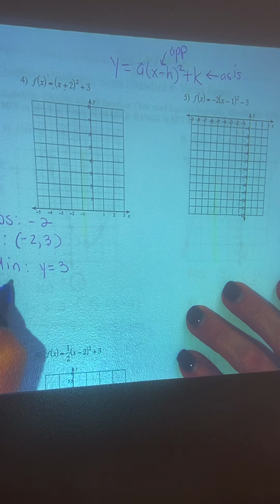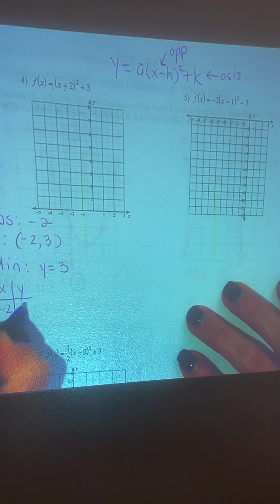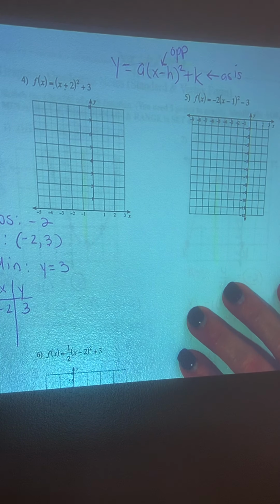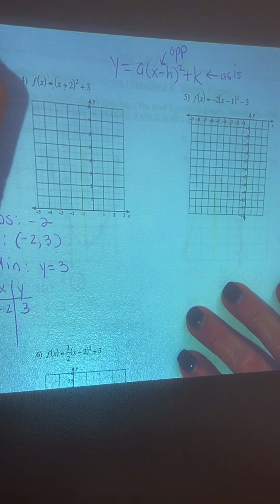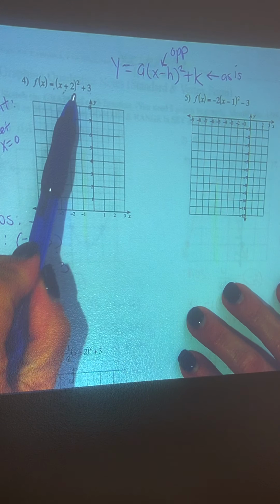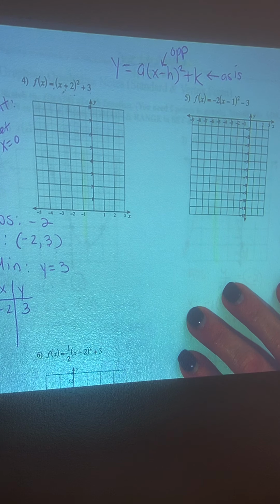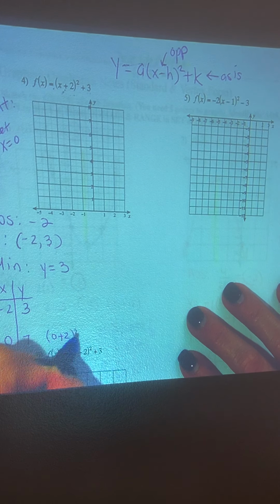All right, let's make our xy table. Okay, my vertex, -2, 3. Y-intercept. Now remember, the y-intercept is not 3. We have to plug in for the y-intercept: let x be 0. To find the y-intercept, let x equal 0 and solve. 0 plus 2 is 2. 2 squared is 4. 4 plus 3 is 7. Okay, again, 0 plus 2 squared plus 3. 2 squared is 4 plus 3 is 7.